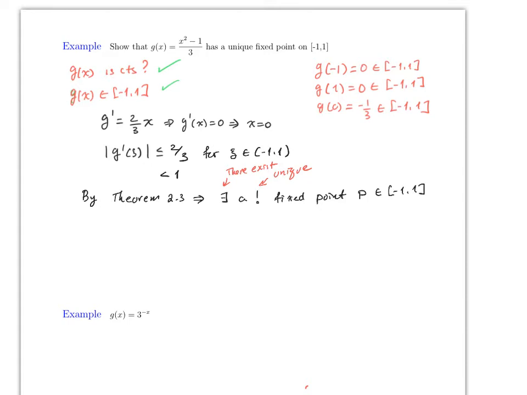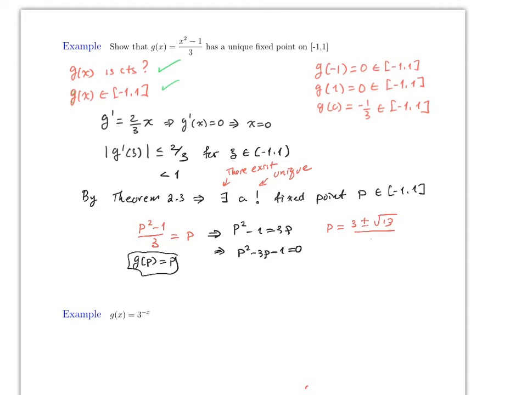And actually, it's not asking you to solve it, but if we solve that, we have p squared minus 1 over 3. This has to be equal to p. Remember, this is what g of p equals p means. So from here we have p squared minus 1 is equal to 3p, which implies that p squared minus 3p minus 1 is equal to 0. Now you cannot really factor this, so you use the quadratic formula. This will be 3 plus or minus the square root of 13, divided by 2.